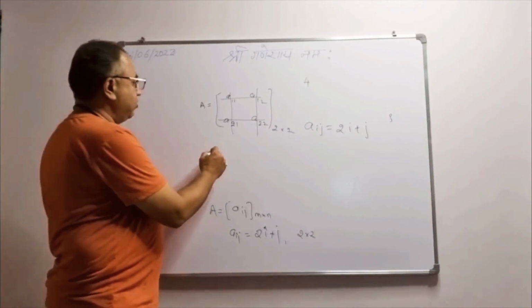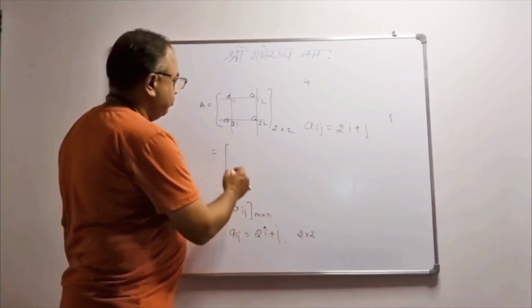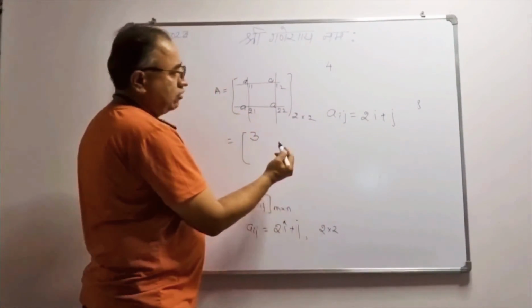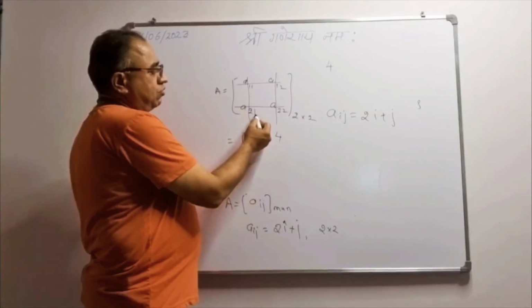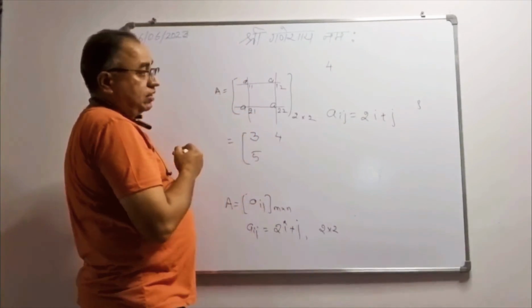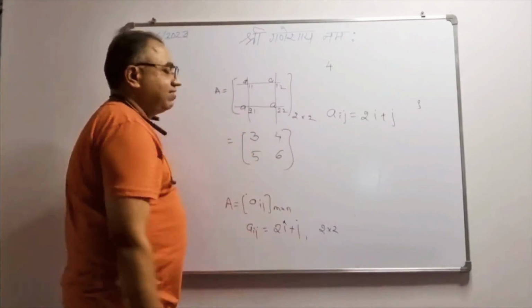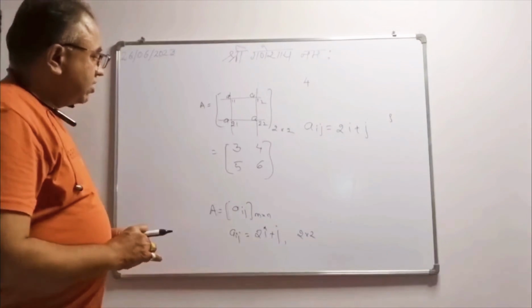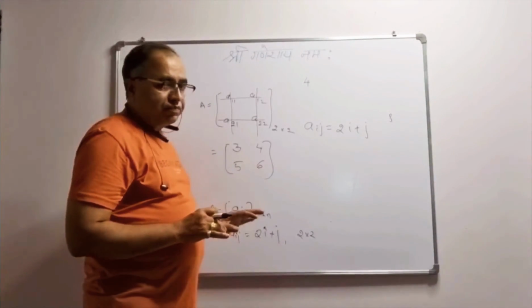For example, to find a11, replace i by 1, j by 1, you get 2 plus 1, 3. For a12, replace i by 1, j by 2. 2 ones are 2 plus 2, 4. Replace i by 2, j by 1. 2 twos are 4 plus 1, 5. Then a22, 2 twos are 4 plus 2, 6. 3, 4, 5, 6. These are the 4 entries of this matrix. So likewise, we have now constructed a matrix of order 2 by 2.